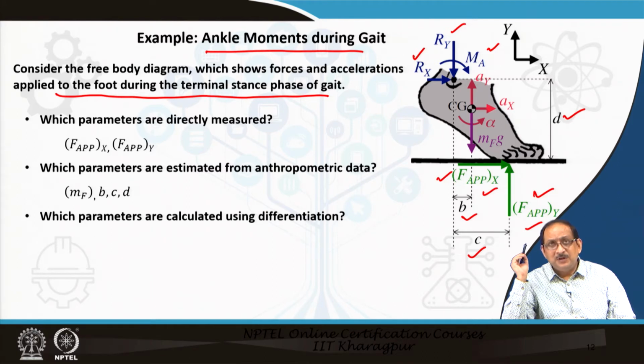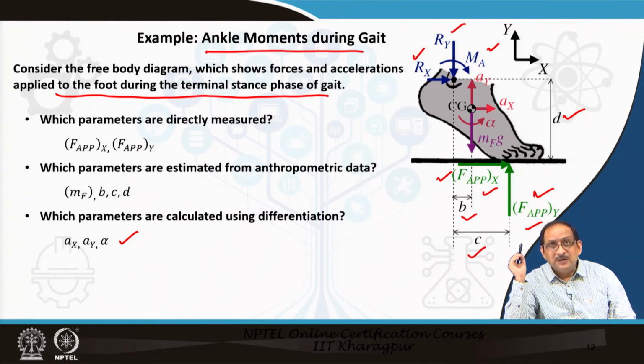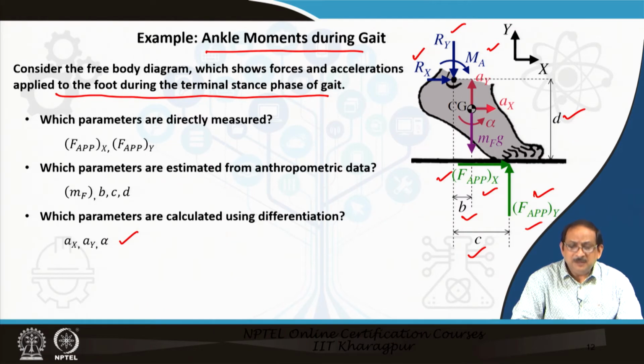Which parameters are calculated using differentiation? Well, the Ax, the x component of the acceleration, the y component of the acceleration, and the angular acceleration. All three can be calculated using differentiation. Note that the limb movement is measured as displacement, both linear and angular, using a motion capture system. Thereafter, the differentiation of these parameters will give you velocities and accelerations.